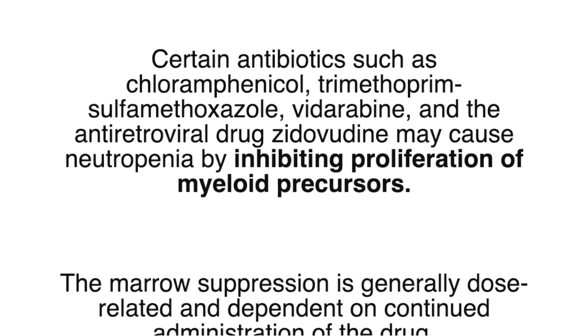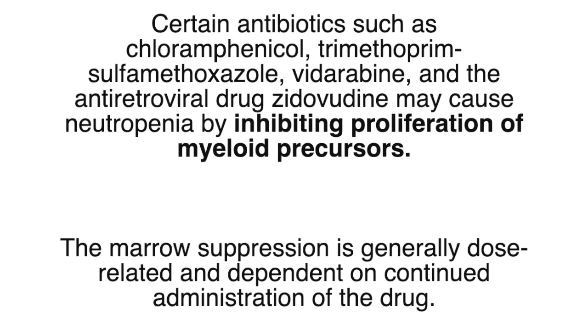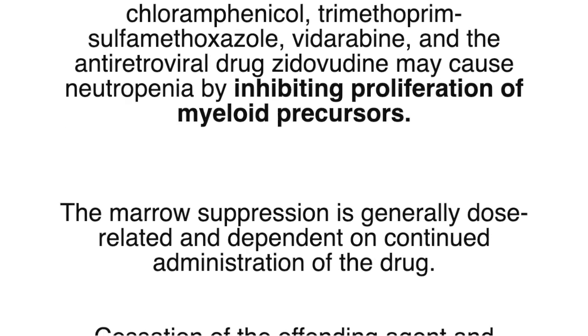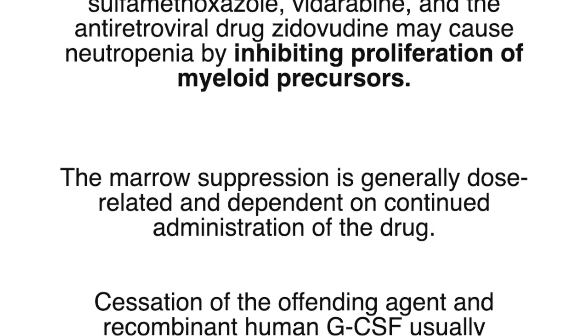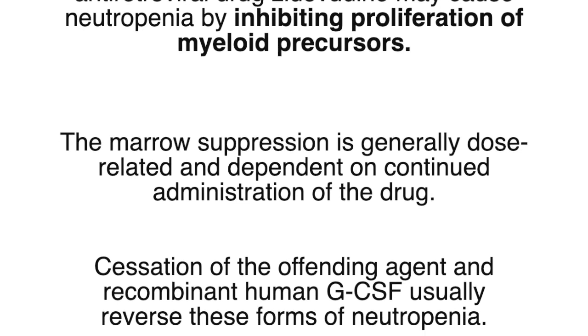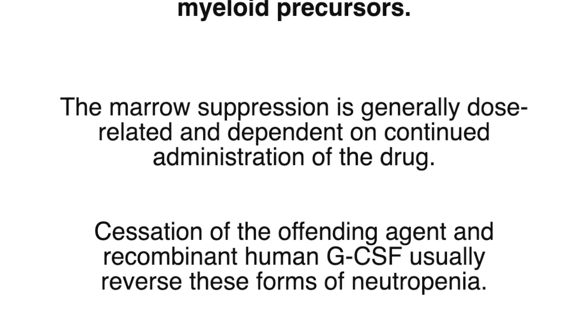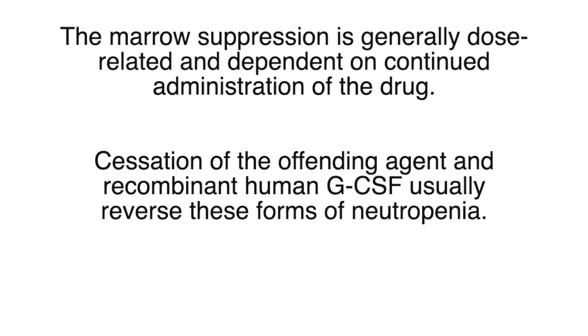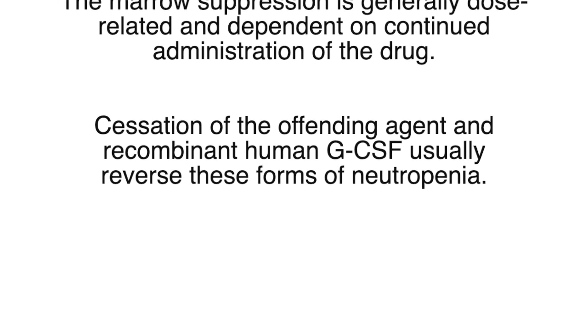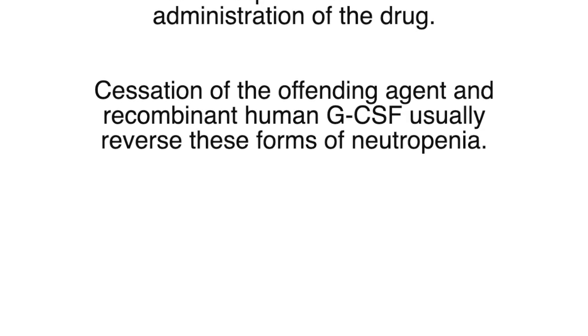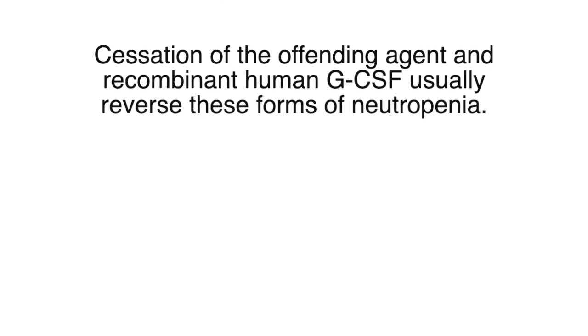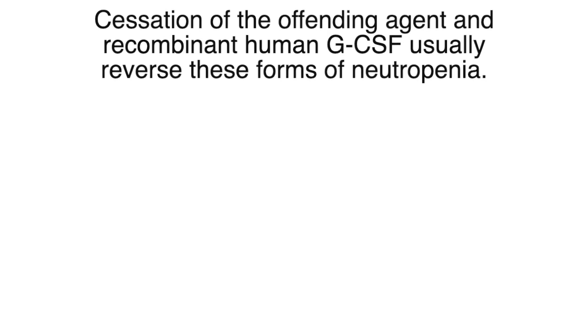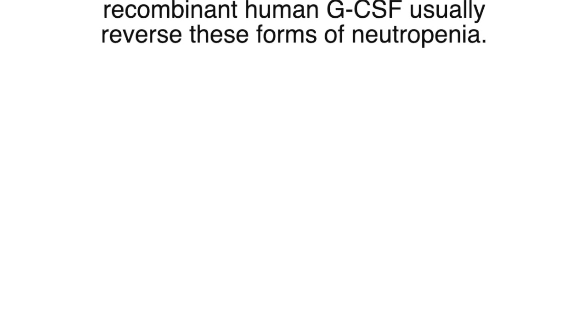Certain antibiotics such as chloramphenicol, trimethoprim sulfamethoxazole, vidarabine, and the antiretroviral drug zidovudine may cause neutropenia by inhibiting proliferation of myeloid precursors. The marrow suppression is generally dose-related and dependent on continued administration of the drug. Cessation of the offending agent and recombinant human GCSF, that is granulocyte colony stimulating factor, usually reverse these forms of neutropenia.